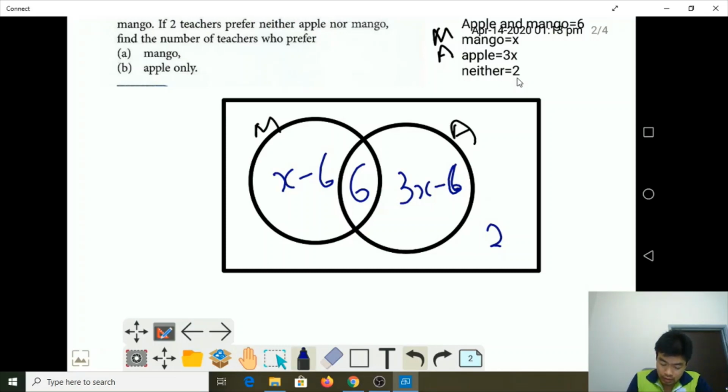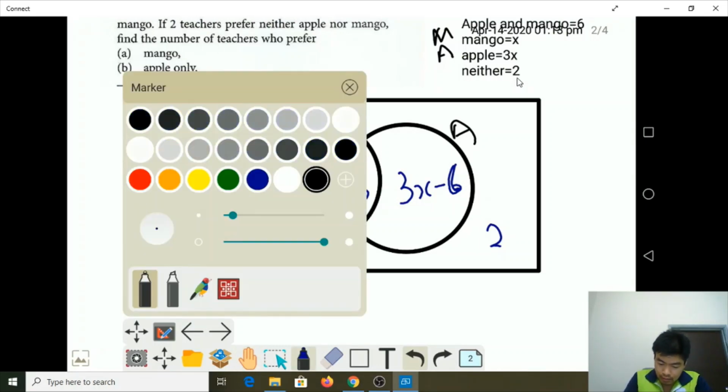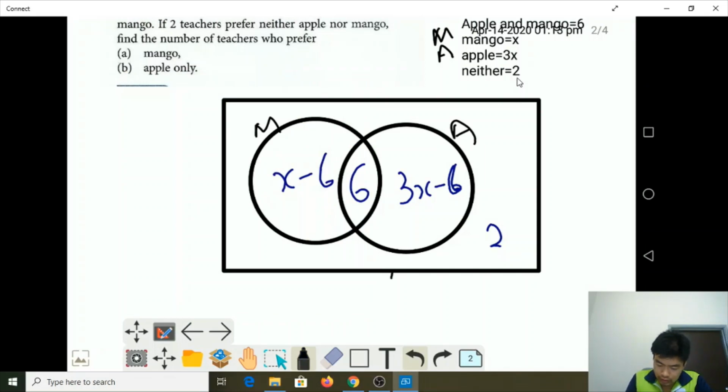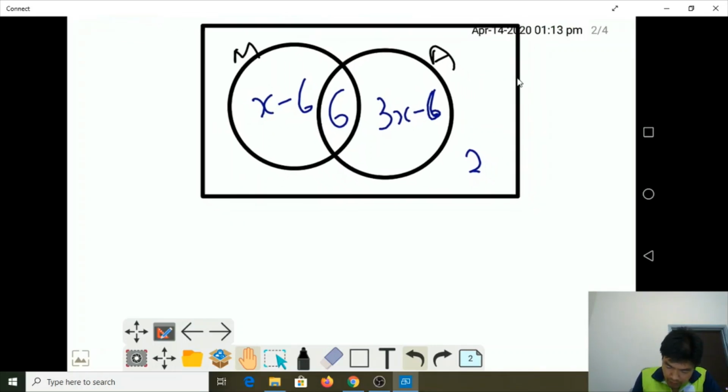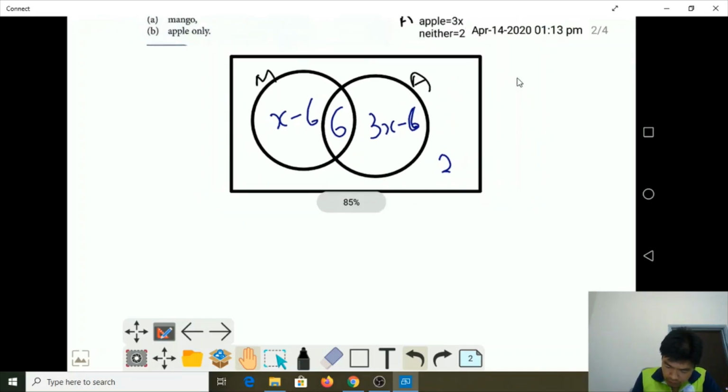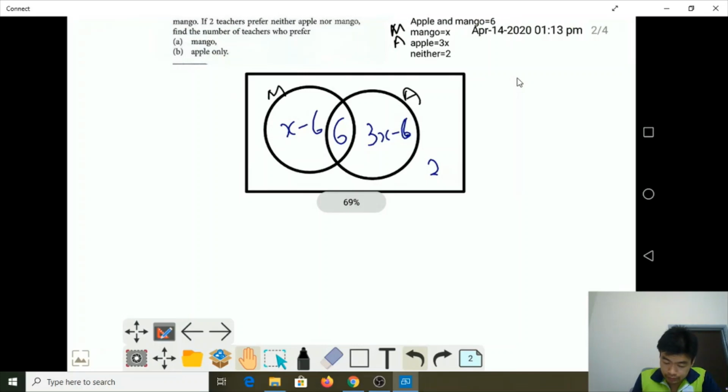I'm going to use the black pen. So this is the equation here. Let me mark for A. Let me go for a bit smaller.